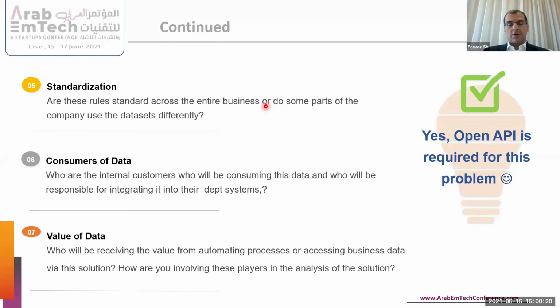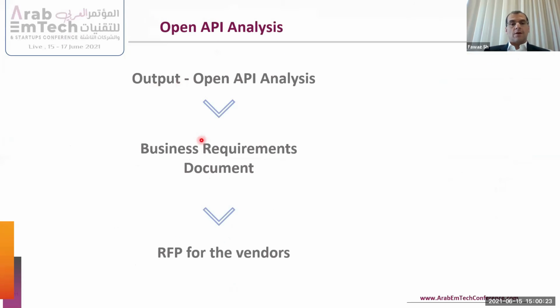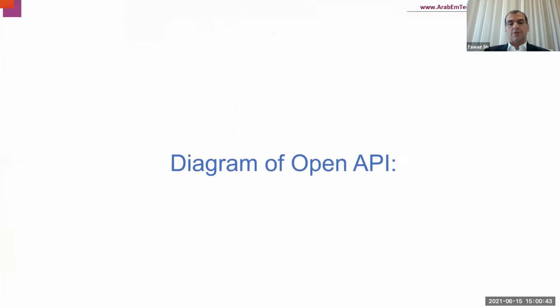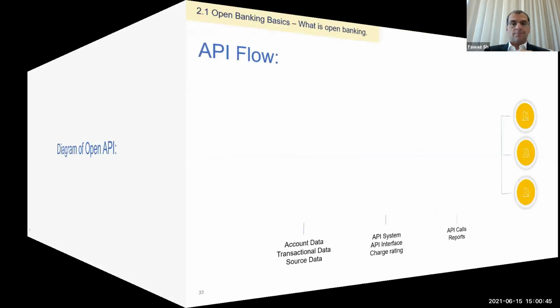So the output of this document feeds into your business requirements document, right? So you take the output of the open API analysis document, after you answer all the questions, and you feed that into your business requirement document, which will go into your RFP for your vendor, and then you can start your project right then, making sure you're going on the right path and you have all the right details for your open API project to solve that specific problem.